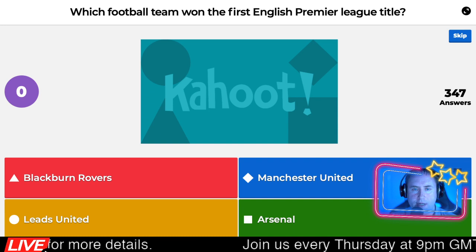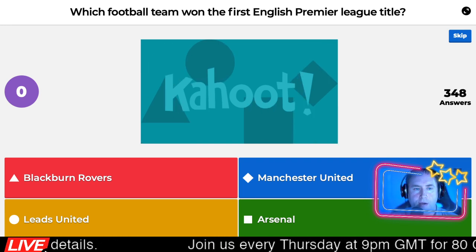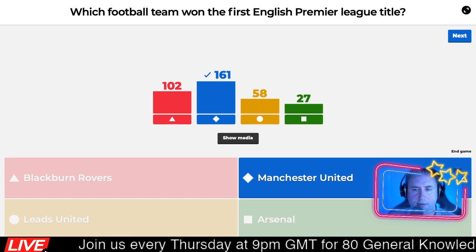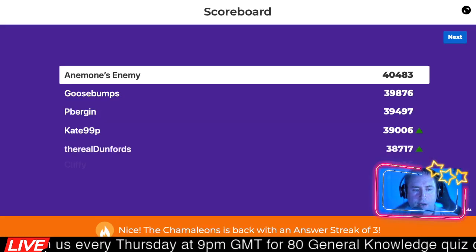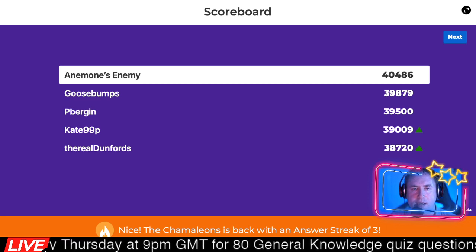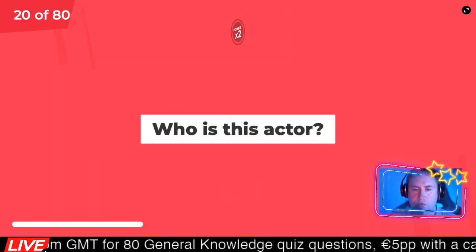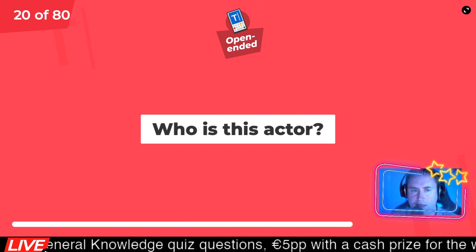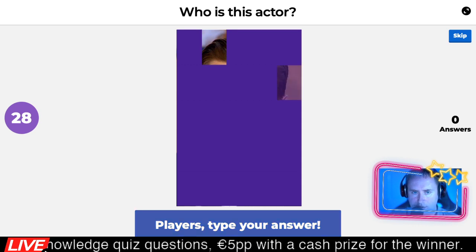Teams locked in an answer. 161 correct answers with Manchester United, not Blackburn. Okay, let's play one more question before we take a short 5 minute break. It's the first letter. Let's hope it all goes well for us. Who is the actor? First letter, first name. It's slowly revealed, and when you know the answer, enter the first letter of your answer.